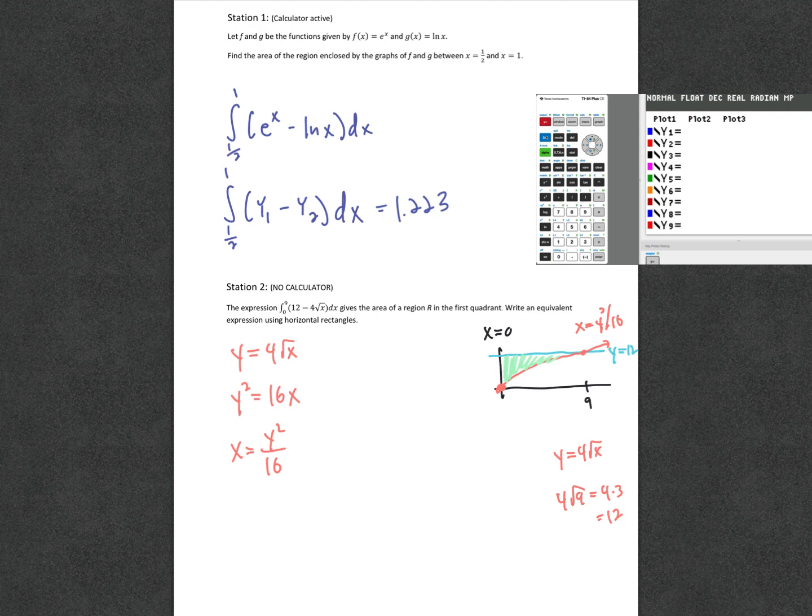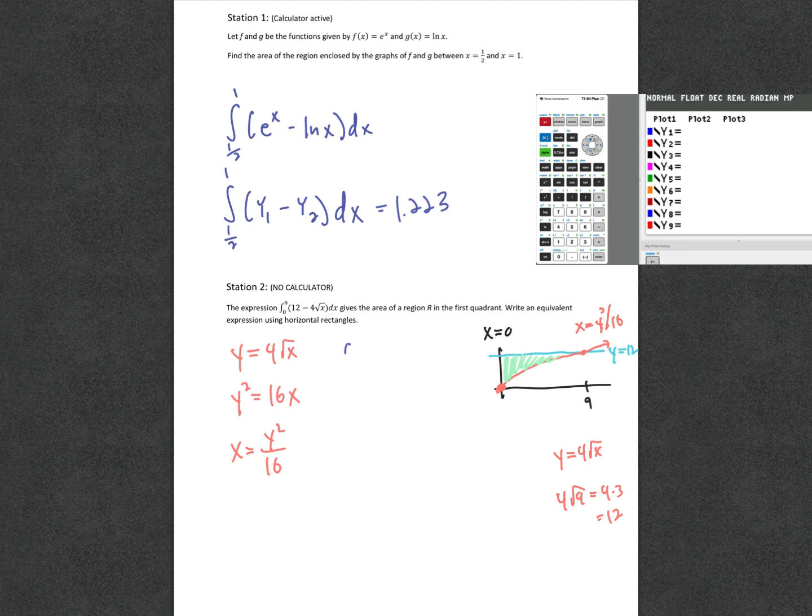So now we can see this area, and we have to look at the y values that it goes to and from. Everything's in terms of y now. The lowest y value that bounds this area is 0, and the highest y value is 12. So you can see that 12 now became part of the limit.